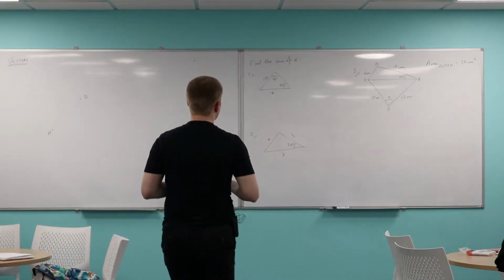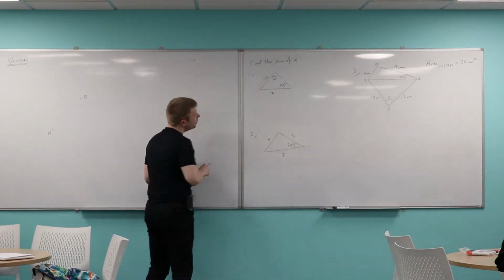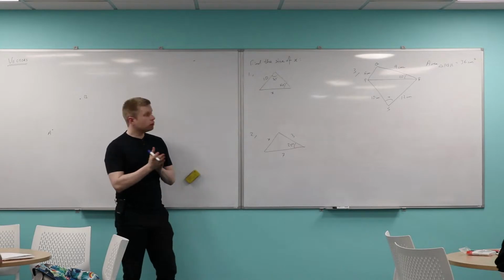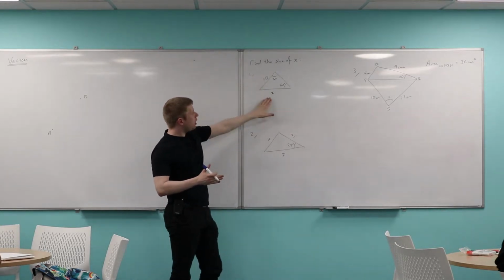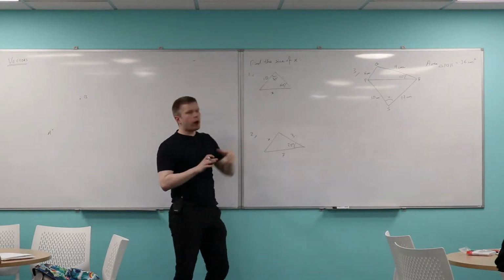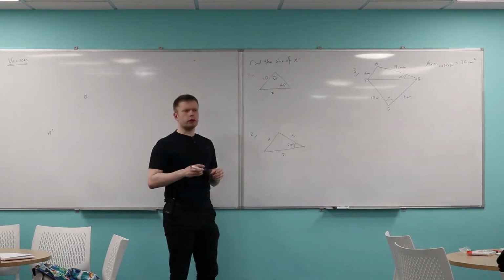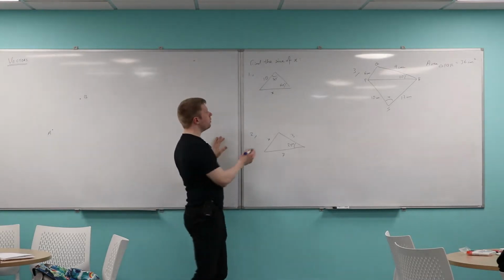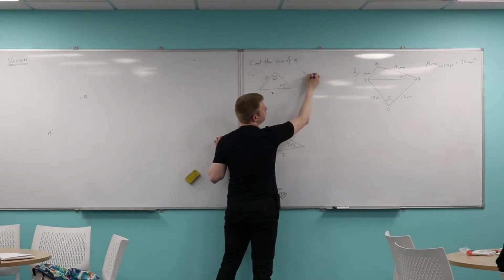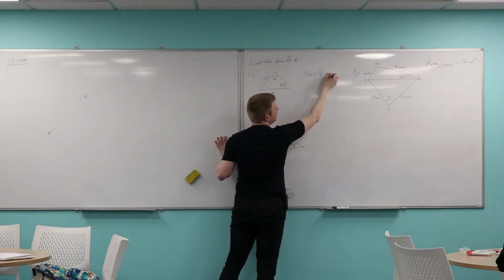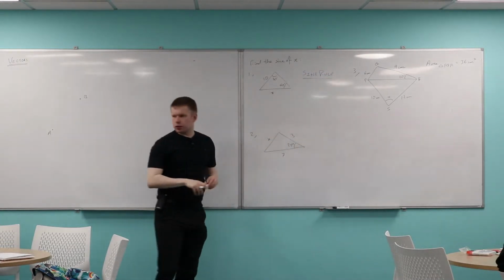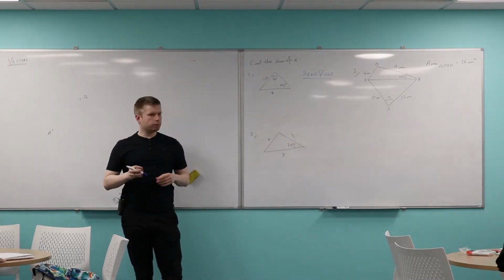Okay, so let's go through the first one. So effectively, we've got a non-right angled triangle. We've got a side, an unknown side, and two angles. Now, what rule are we going to use here? The sine rule, right? Why are we going to use the sine rule? What's the condition for using the sine rule as opposed to something like the cosine rule?